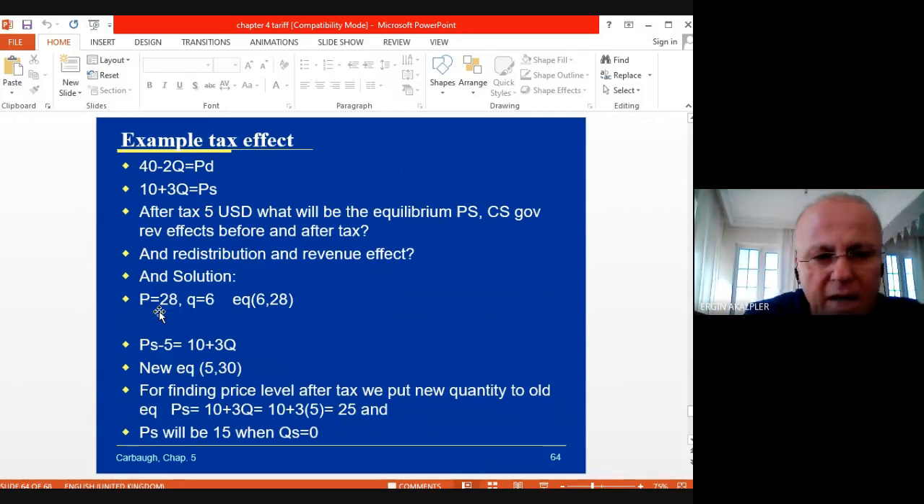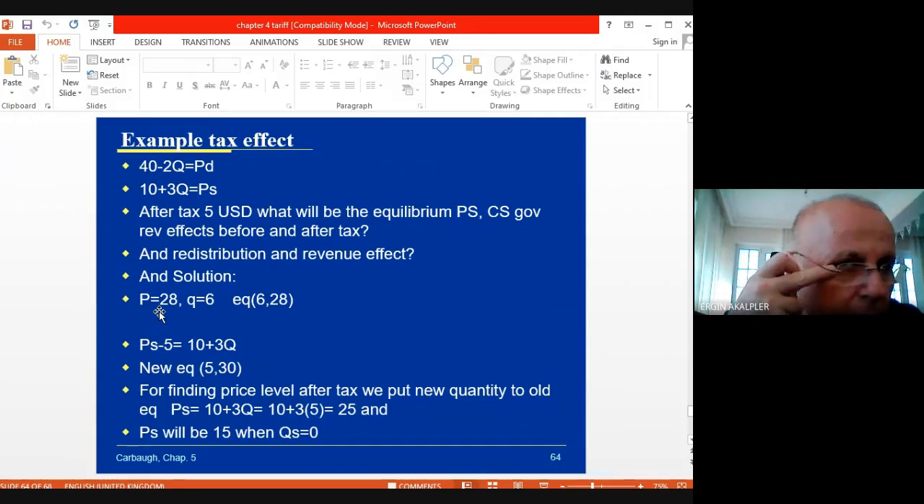After we apply again the 5 unit tax, what will be the equilibrium for producer surplus, consumer surplus, or consumer welfare, and government revenue effect before and after tax? Redistribution and revenue effect is asked in this question. When we solve this equation without tax, the equilibrium position is 6 and 28.